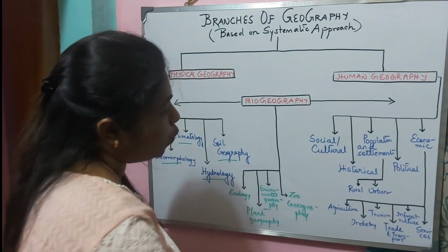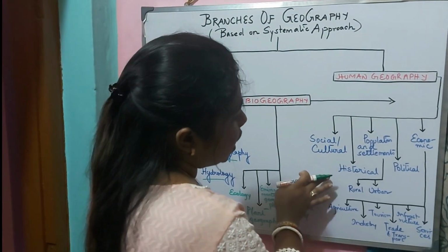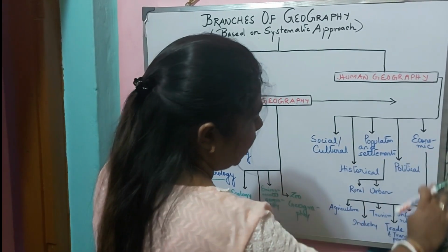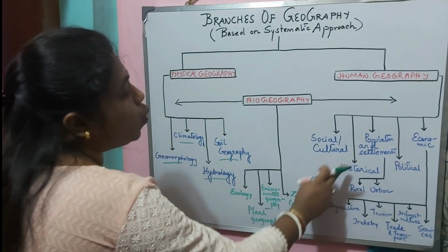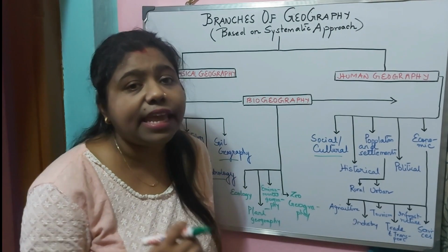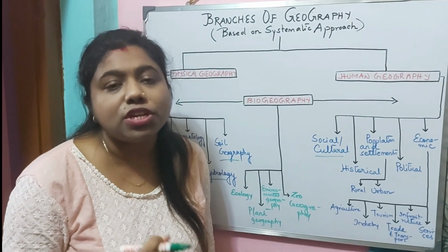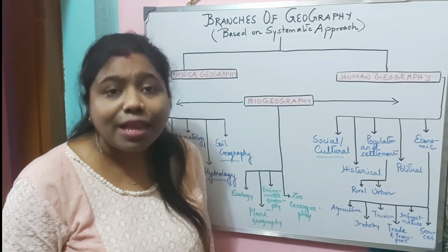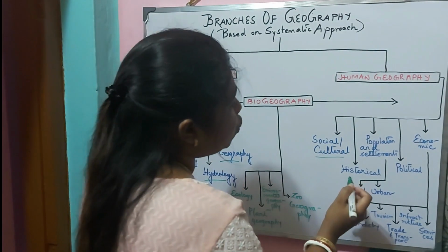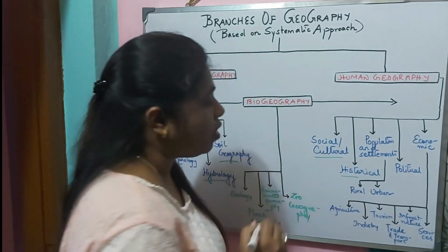Human geography includes social cultural geography, historical geography, population and settlement geography. We have economic geography. Now what do you mean by social and cultural geography? Social and cultural geography is a study of society, its spatial dynamics and cultural elements that are contributed by the society. Now what do you mean by historical geography?